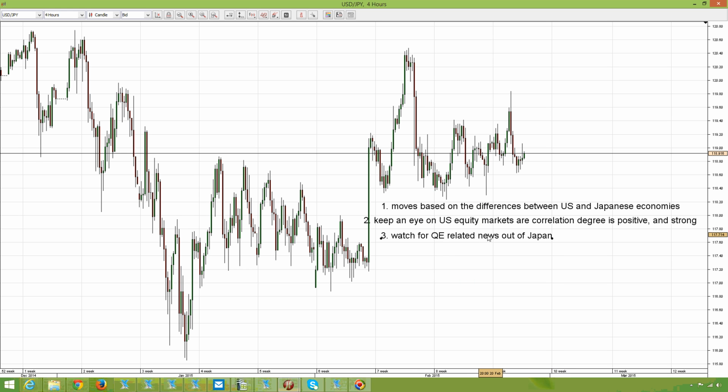Of course, interest rate decisions are important as well, but nobody's going to raise rates before ending the quantitative easing, like it is the case in the United States.